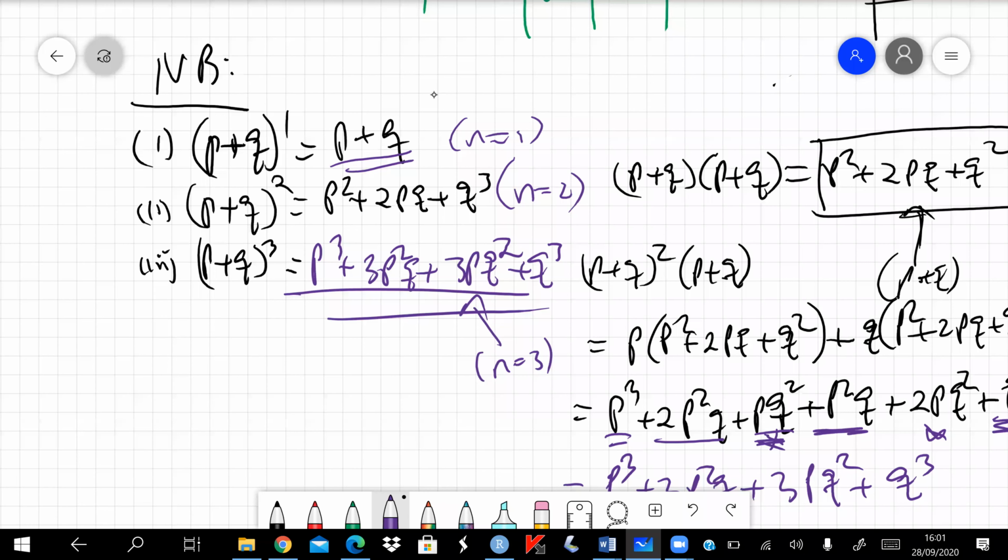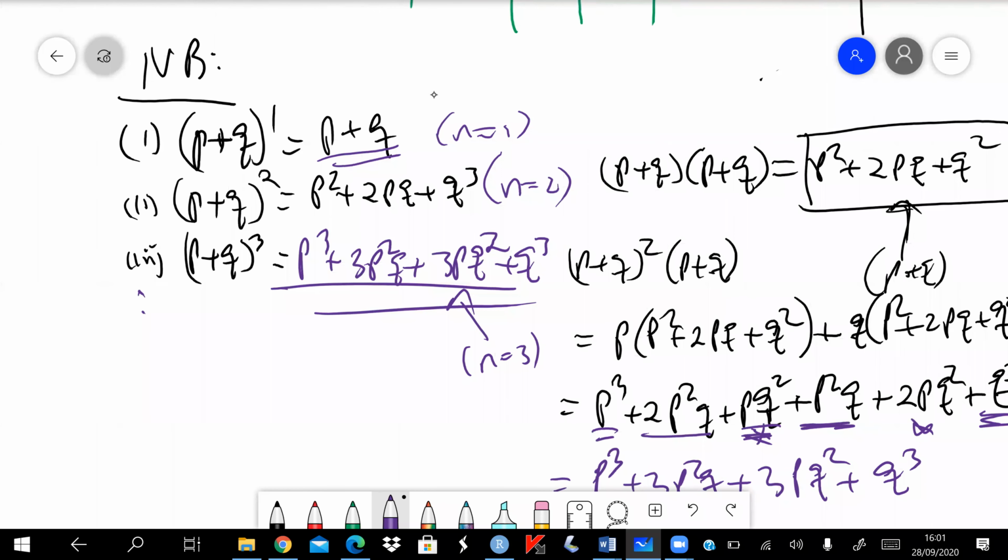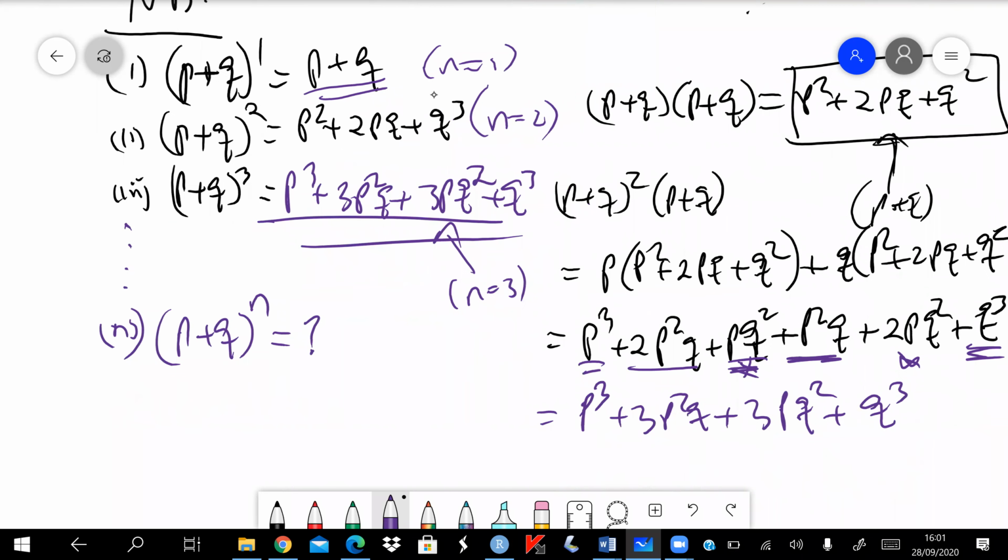So what we do now, we generalize. We move all the way to (p plus q) power n. So what do you get? If you're able to get that expanded formula there, you will end up with what we call the binomial expansion. And that is what we shall be using as our binomial formula.